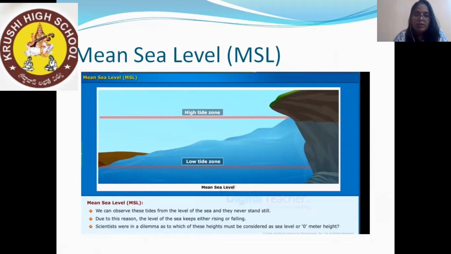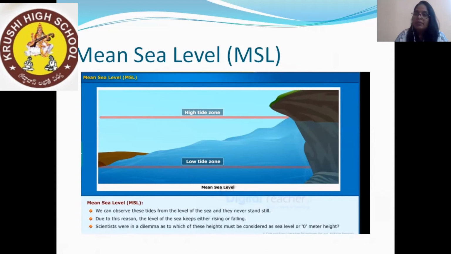Scientists were in a dilemma as to which of these heights must be considered as the sea level or 0 meter high. In the previous slides, we have learned that the top surface of the sea is considered as 0 meter. Now we know that the sea level in the oceans will never stand still, because the tides go up and down. There are two types of tides, low tides and high tides.